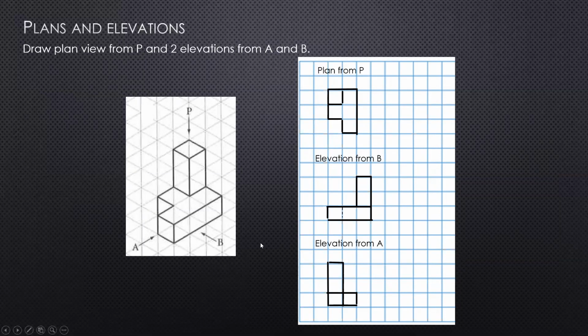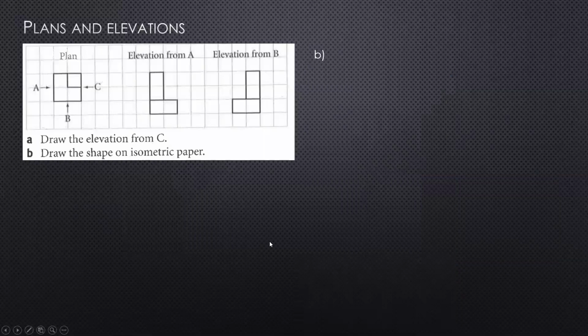Okay, next one. Now this is a bit different. It is giving you the plan and elevation, and it asks you to draw back the three-dimensional shape, which is a bit challenging, but we can do it. Firstly, we look at this plan from A, from B, from C. This is the plan.